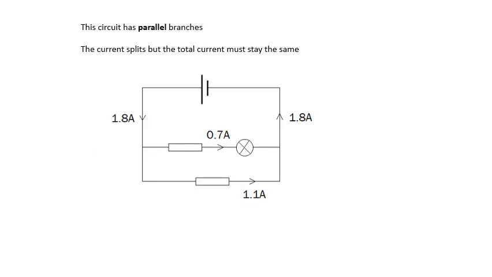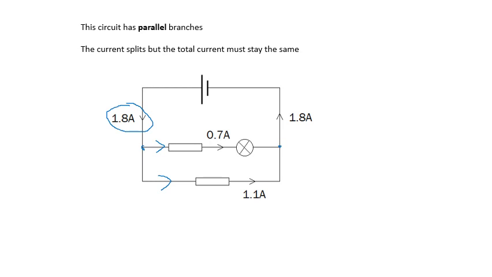This is another type of circuit. This is a parallel circuit, and we have branches. Now, in a parallel circuit, the total current must stay the same. What will happen here is that we have our 1.8 amps there. The current is going to get to this point here, and the current will split. Some of it will go that way, and some of it will go that way. And then at this point, it will join back together again.